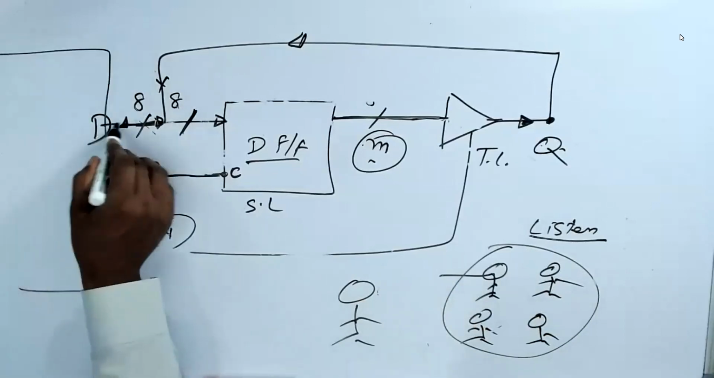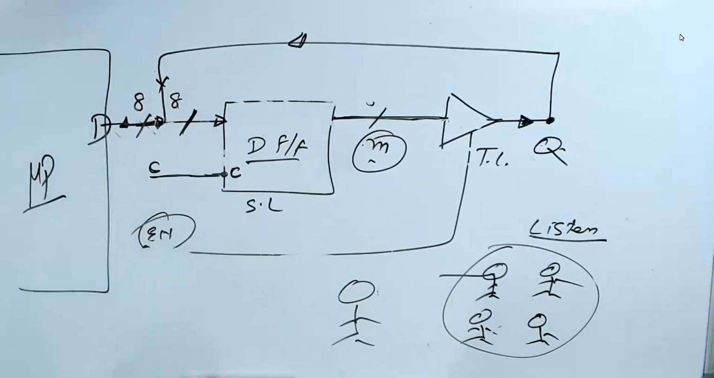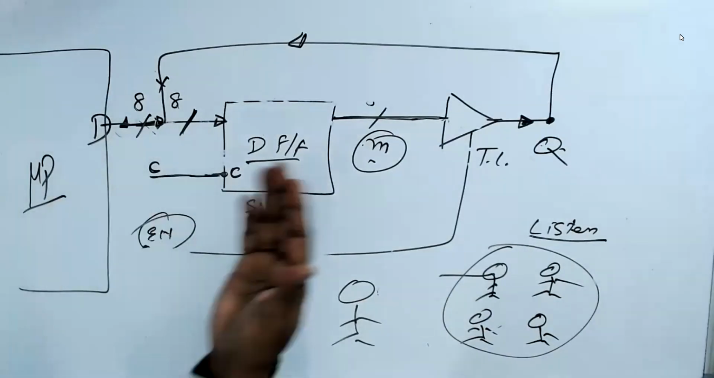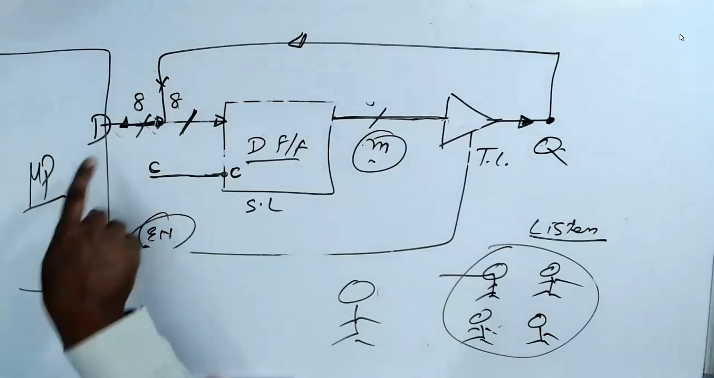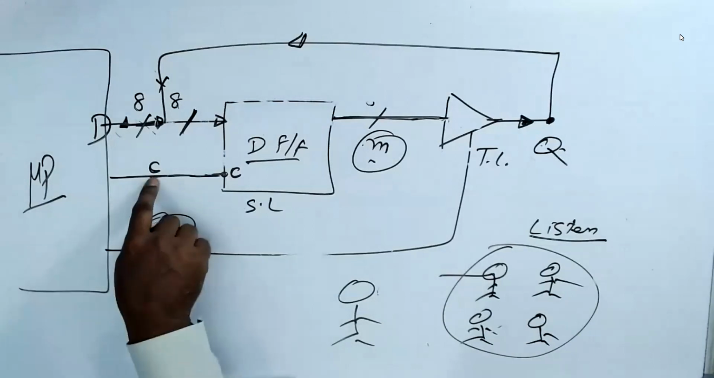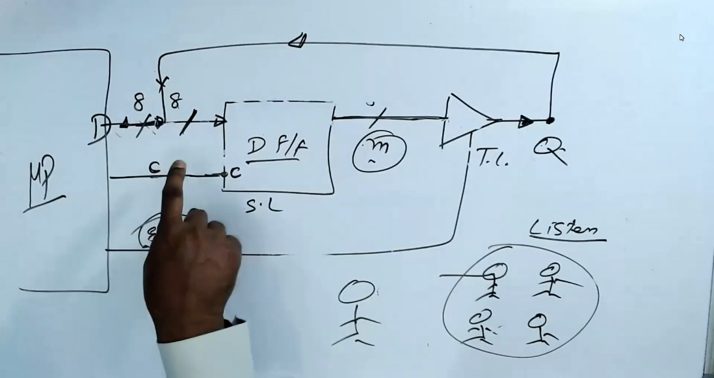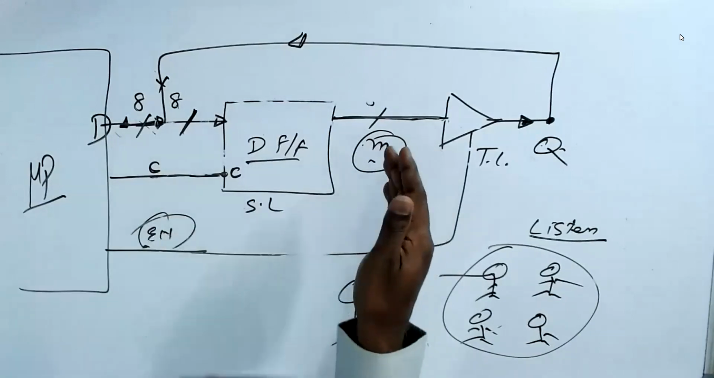The block which writes, actually, this block is called the microprocessor. This block is the one which is writing. So it is the one giving both the signals, C and enable. When C is given, enable will not be given. When enable is given, C will not be given. Or both, when I'm storing it, I will not do both.